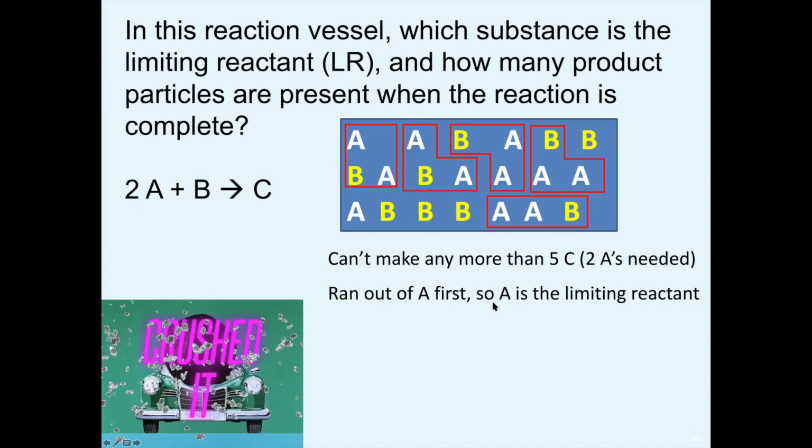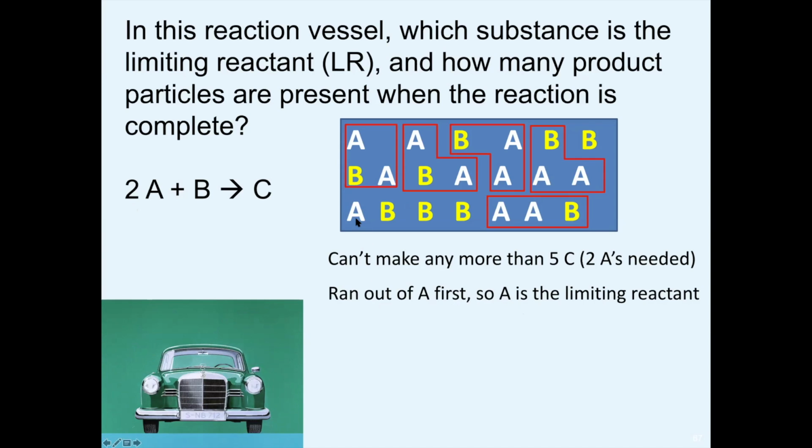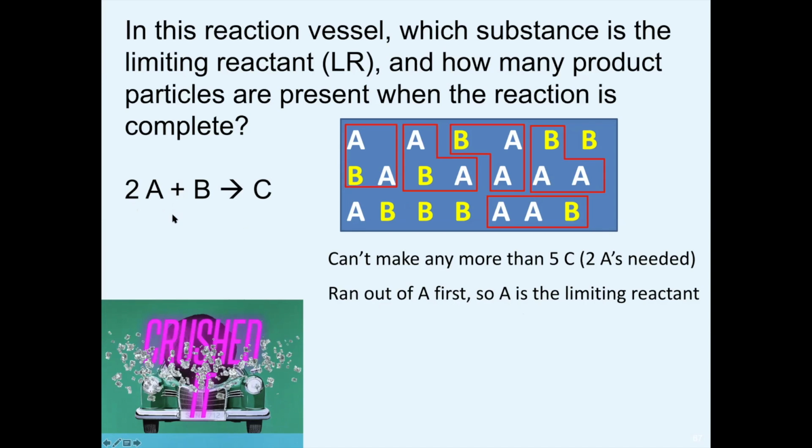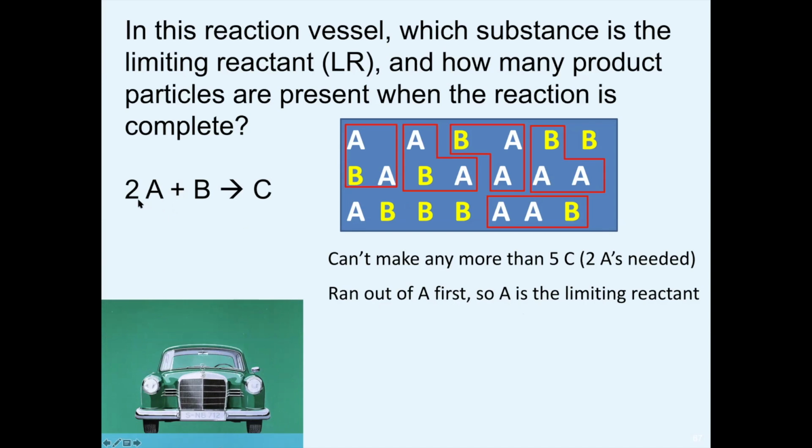So I ran out of the A first. So in this case, the A is the limiting reactant. But that doesn't mean that I totally consumed the A's, because in this case, I need 2 A's. But after I do these 5 reactions, 1, 2, 3, 4, 5, I still have 1 molecule, if you will, of A left over, but that's not enough to carry out another reaction, because a reaction requires 2 A molecules. Okay, so this is just kind of a variation on the theme. All right.